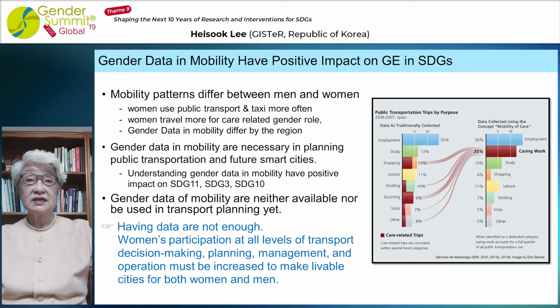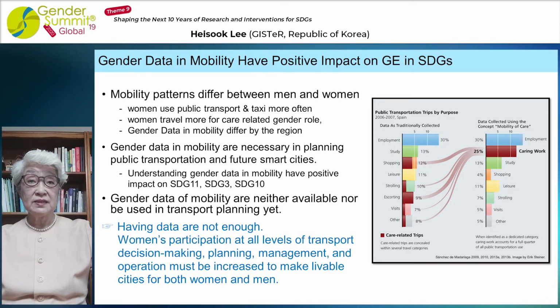Another example is that gender data in mobility may have a positive impact on gender equality. Several researches have shown that mobility patterns differ between men and women. For instance, women use public transport and taxi more often than men. Besides, women move around more for care-related trips, as you can see in the figure, public transportation trips by purpose in Spain. Mobility patterns are closely related to gender roles, so gender data in mobility should be different by the region.